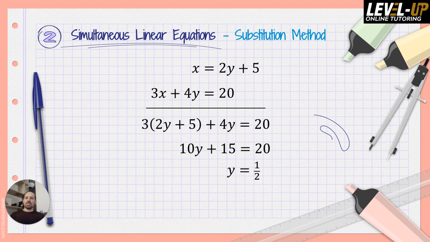And when using the substitution method, with the equation where, in this case, x is the subject, you always want to substitute back into that one. That's the easiest one to work with because you've already got x explicitly as the subject. So I just put in my value of y and that will generate my value of x. So 2 times a half plus 5 gets us 6. So there we go, that's our solution, that's our coordinate where the graphs intersect, however you want to view it.